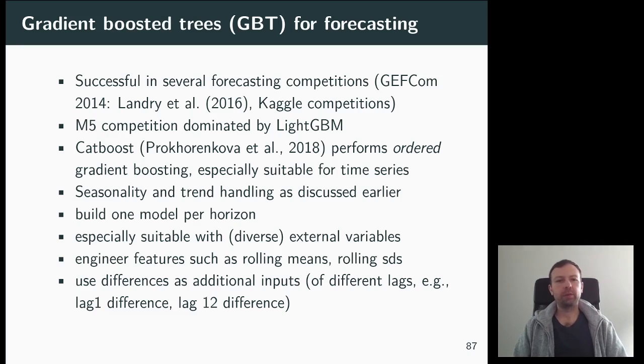If you use a gradient boosted tree, seasonality and trend handling can be done just as I've discussed earlier. As also just said, you build one model per horizon. And they are especially suitable if you have many and diverse external variables on very different scales. You know, let's say you have the sales, you have weather data, you have pricing data, you have some consumer indices. You just put that all together, and with the gradient boosted tree, it tends to work quite well.